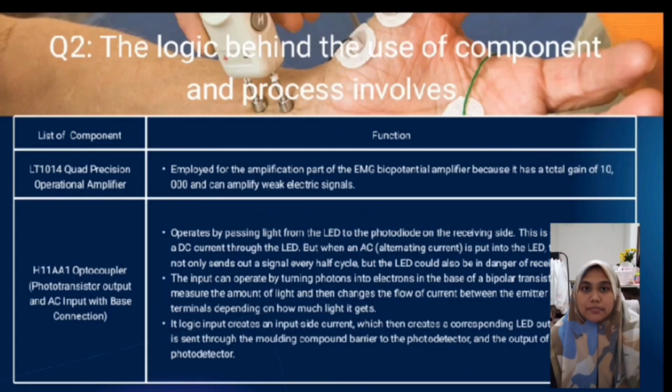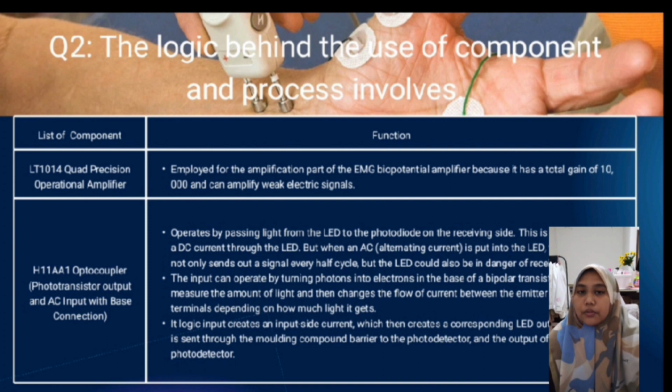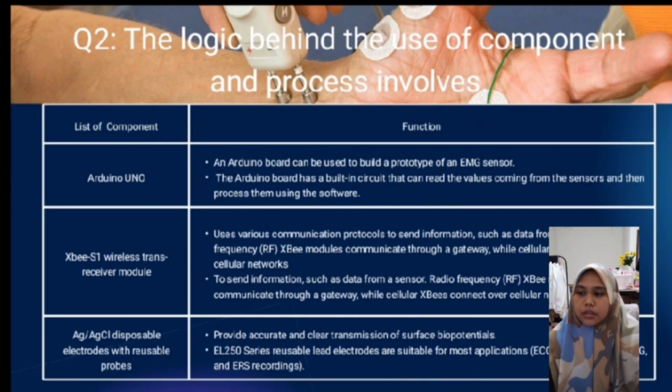So, for this EMG circuit, I will continue with question 2, which is the logic behind the use of component and the process involved in it. Okay, the list of component, it has 5 main components. The first one is the LT1014 op-amp and H11AA1 optocoupler, Arduino Uno, wireless transmitter receiver module, and also electrode with a reusable probe.